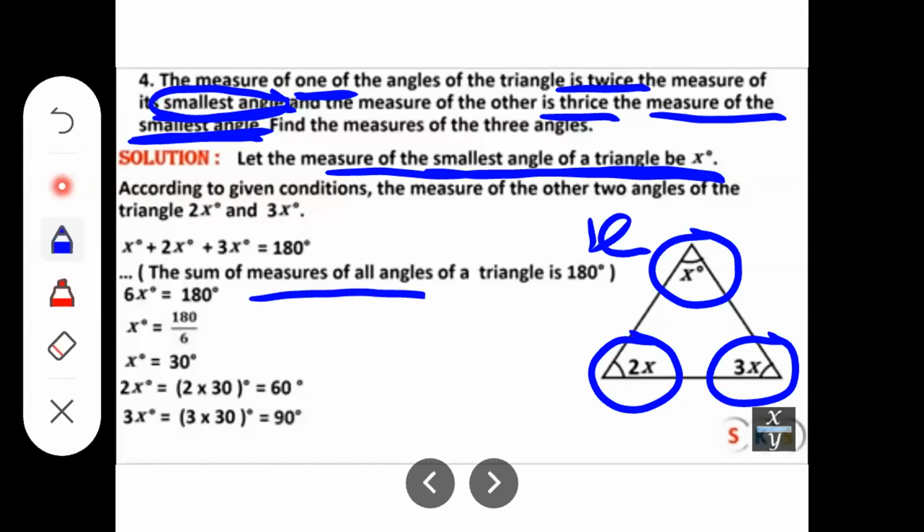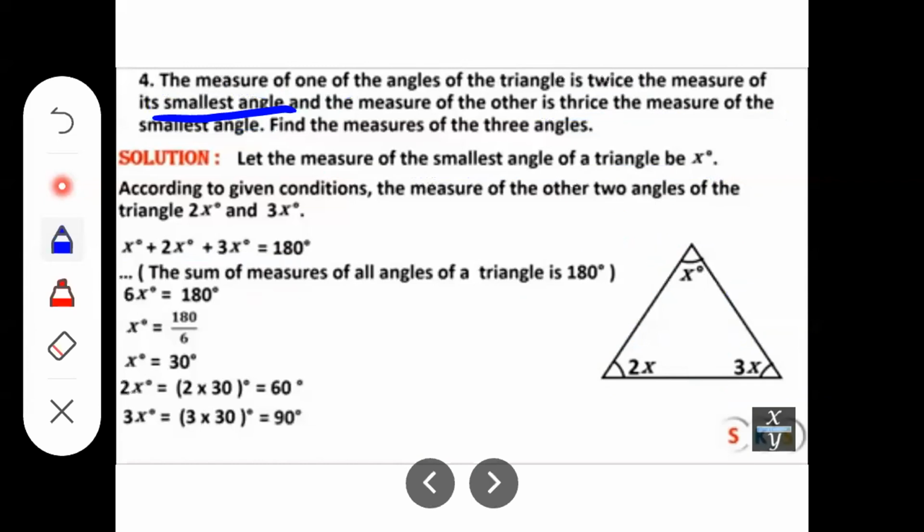Now by this property, add all the angles. So x degree plus 2x degree plus 3x degree, that will be the step here. So this is the step: x degree plus 2x degree plus 3x degree equals 180 degree. Write the reason for this step. Now do the calculation again.